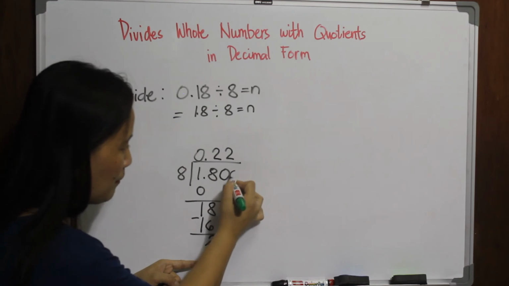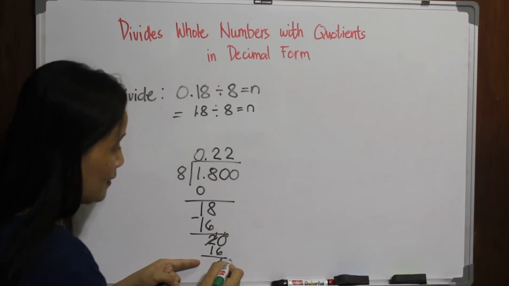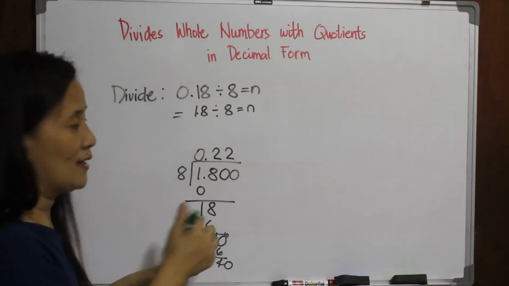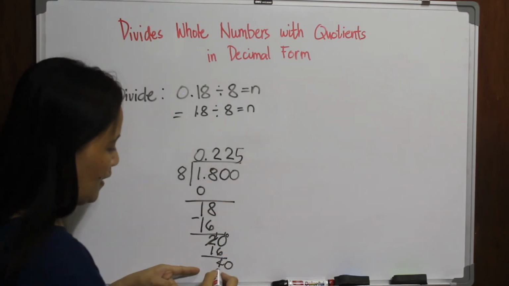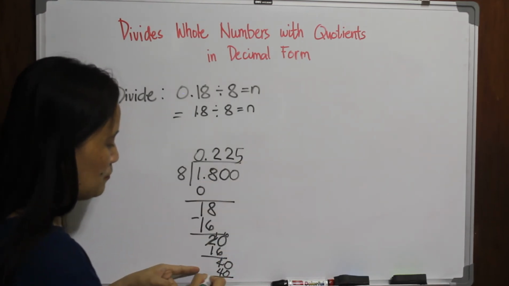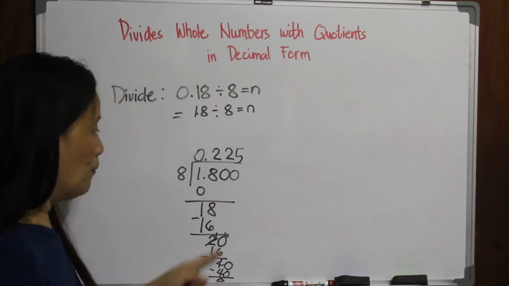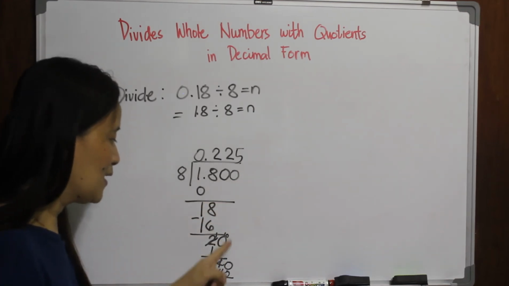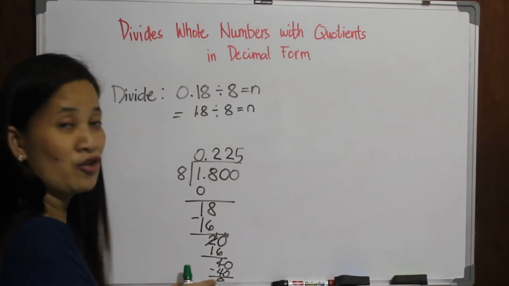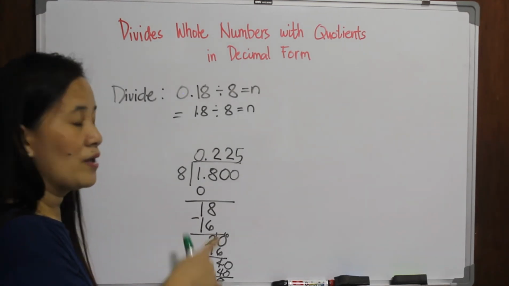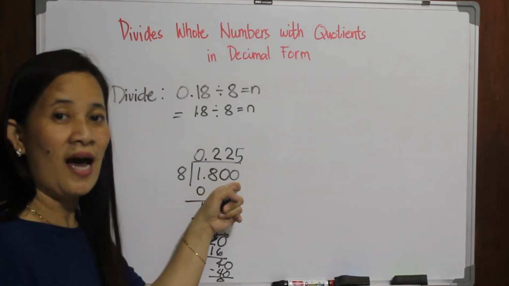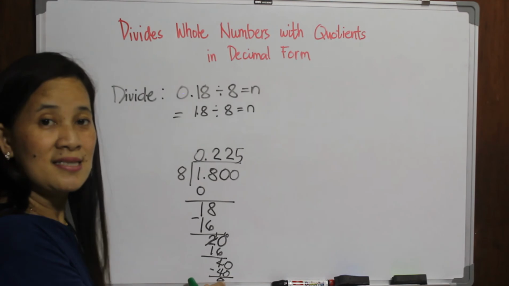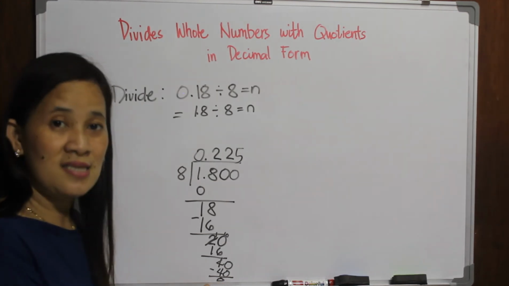So, pwede pa rin tayo dito magbaba. Magdagdag ng 0, then bring down ulit ng 0. Then, 40 divided by 8, ilan? That is 5. 5 times 8, that is 40. Then, subtract, so the answer is 0. So, pwede tayo magdagdag dito ng 0 sa ating dividend. Then, i-bring down natin dito sa baba hanggang ma-zero out natin yung ating sagot. Okay? So, we can add as many 0s in our dividend until we have 0 sa ating sagot sa baba. Or yung ating remainder is 0.